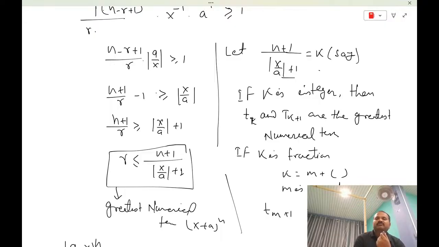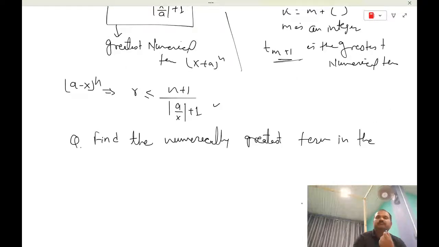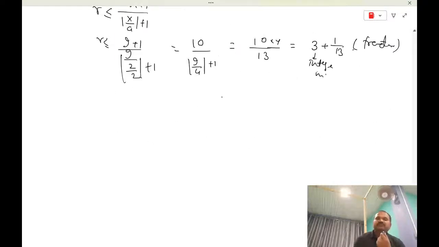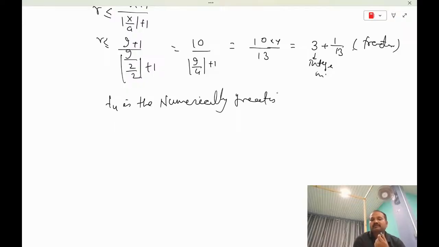Okay, so the greatest numerical term will be the T(m+1). So here we can write the integer term as 3. So T4 is the numerically greatest term. So we will find the T4.